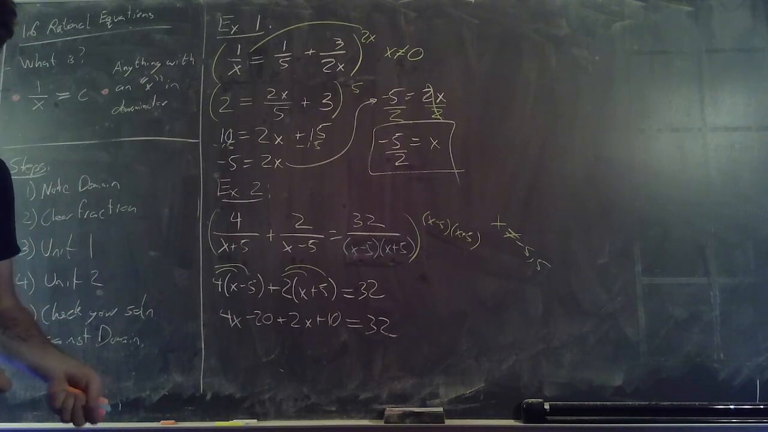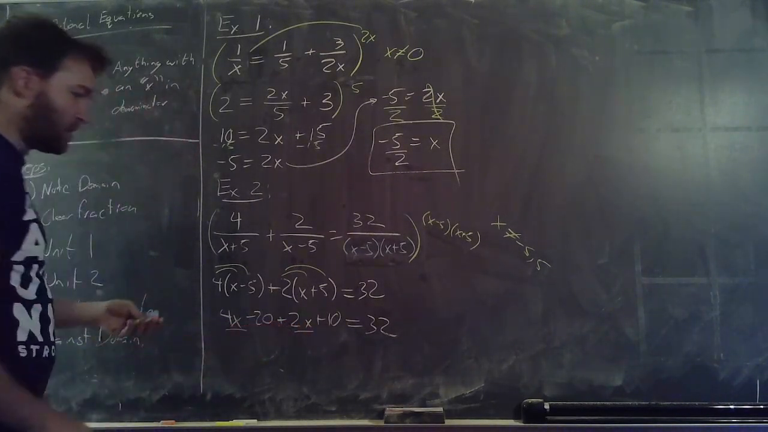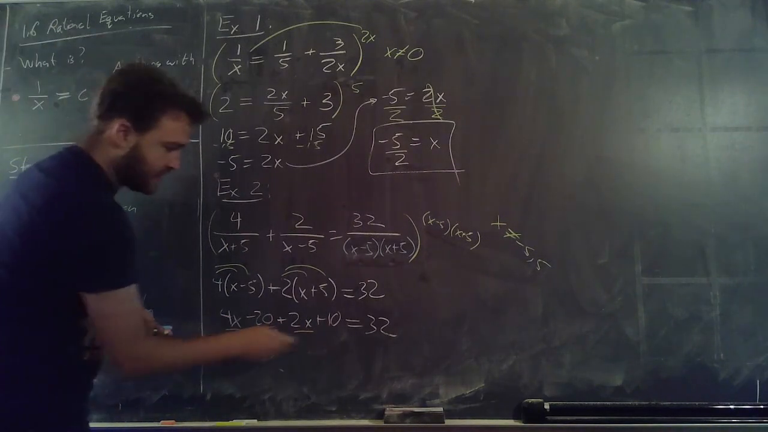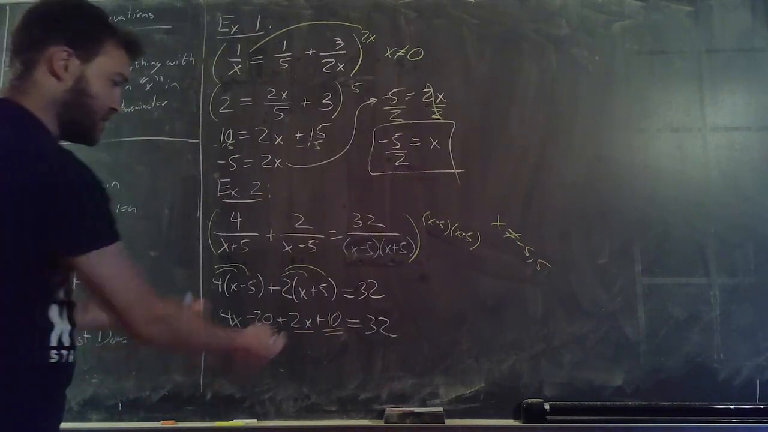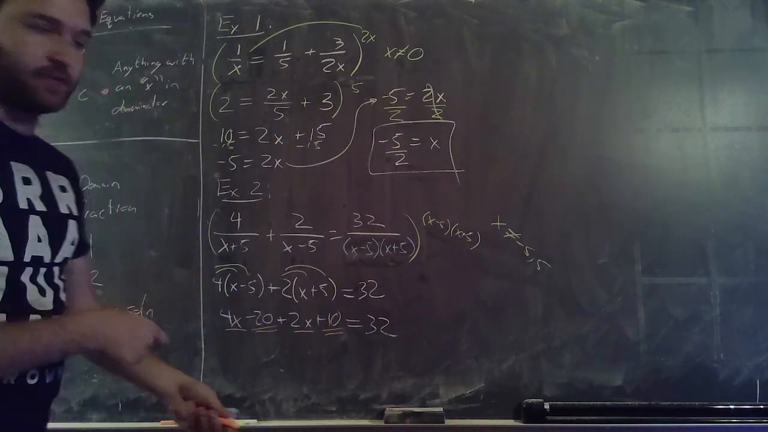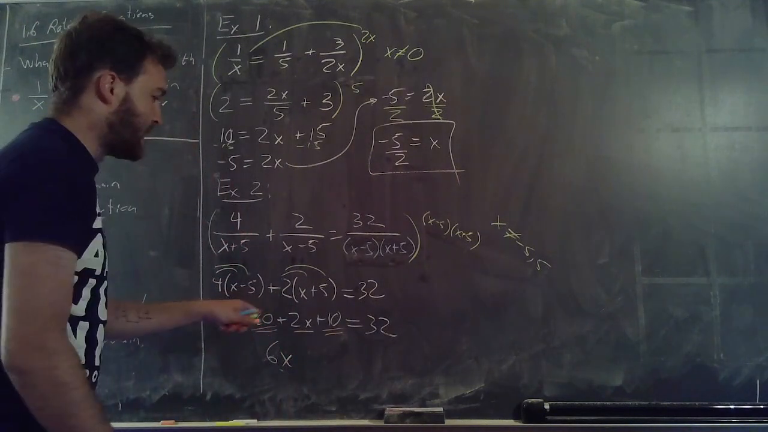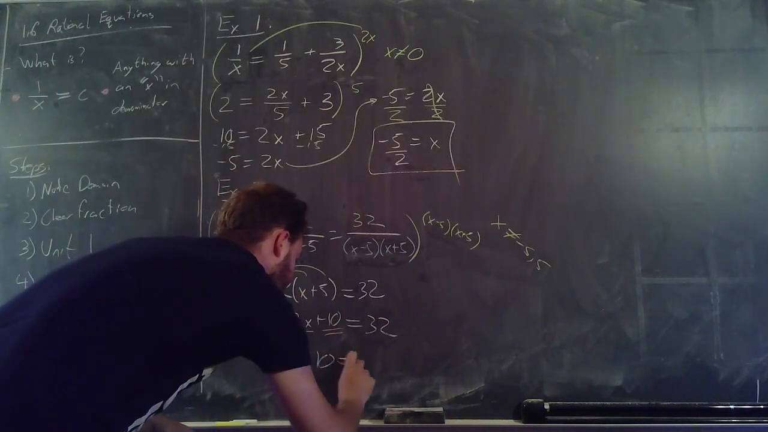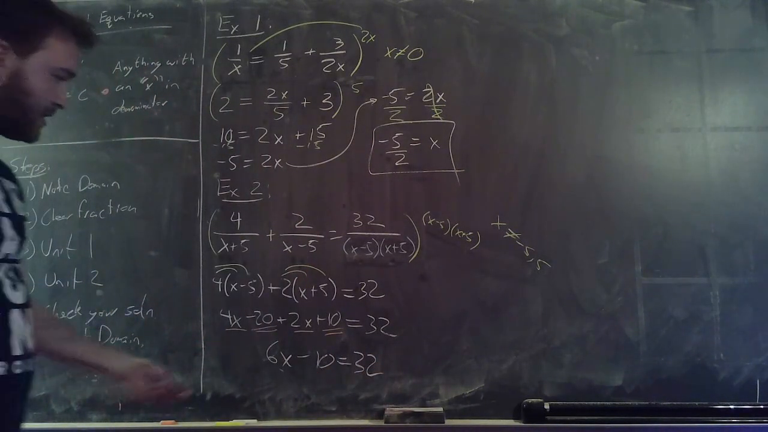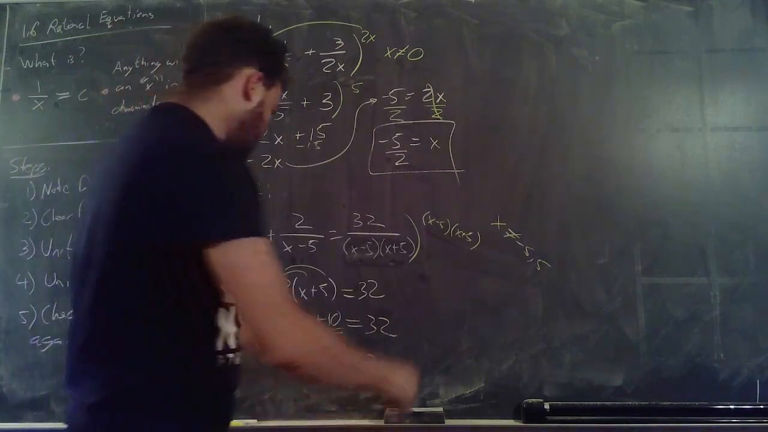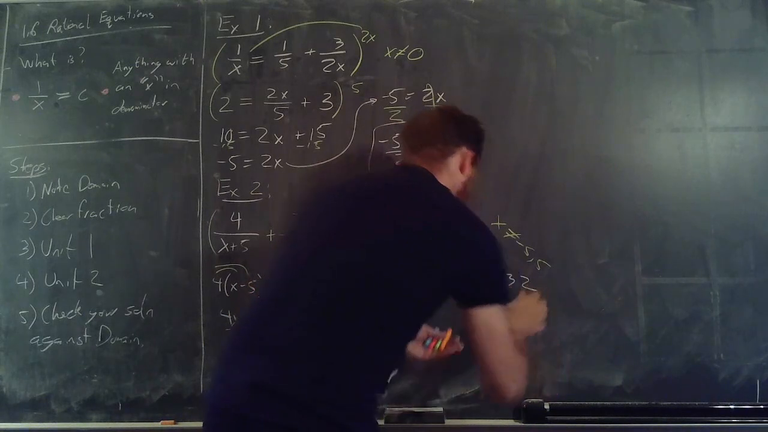I can combine my like terms here. We notice that 4x and 2x are common to each other, and minus 20 and positive 10 are common to each other. In other words, I've got terms that have just an x, and I've got constant terms that I can add and subtract together. So 4x plus 2x, which is 6x, minus 20 plus 10, which is minus 10, and then I have 32 right here. At this point, simple linear equation. I'm going to bring it over here. 6x minus 10 equals 32.